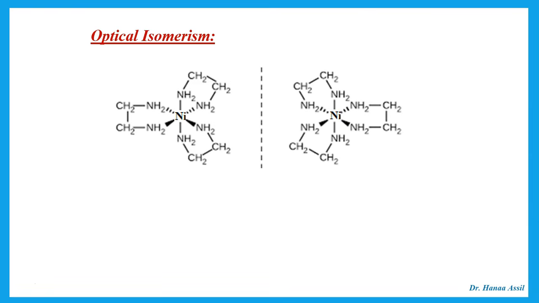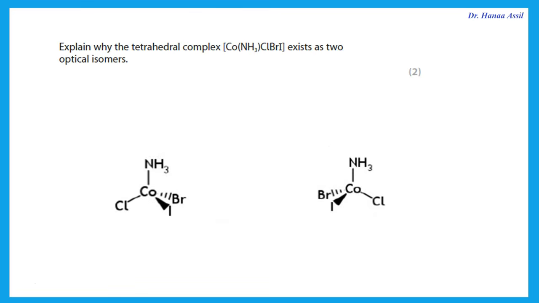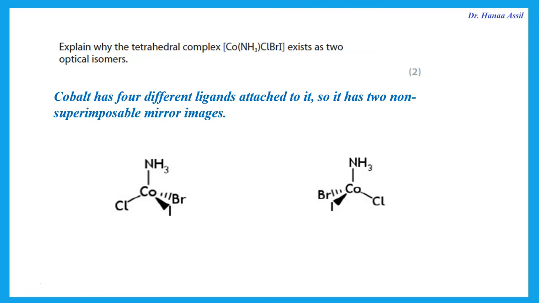We can also have optical isomerism, in which we have mirror images that are not superimposable on each other, so these are optical isomers. For example, the question says, explain why the tetrahedral complex shown exists as 2 optical isomers. This is because the cobalt has 4 different ligands attached to it, so it has 2 non-superimposable mirror images.